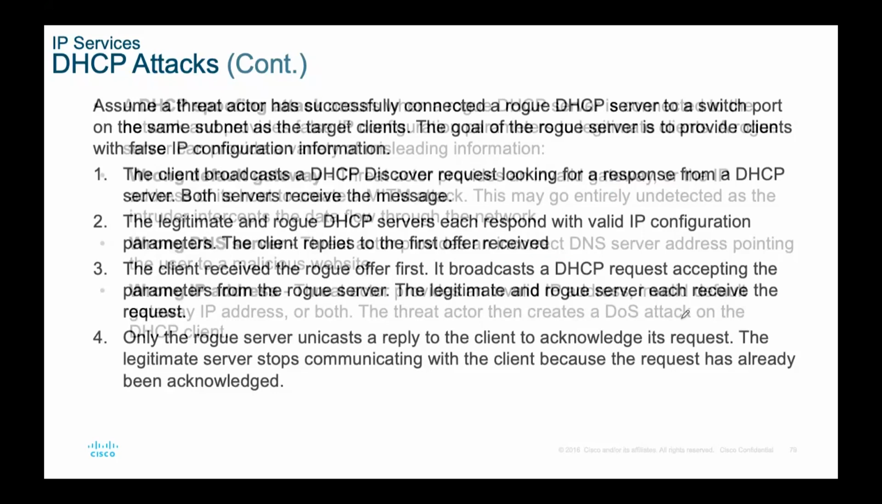The client replies to the first offer received. In this case, the client received the rogue offer first. It broadcasts a DHCP request accepting the parameters from the rogue server. The legitimate and rogue servers each receive the request, but only the rogue server unicasts a reply to the client to acknowledge its request. The legitimate server stops communicating with the client because the request has already been acknowledged.